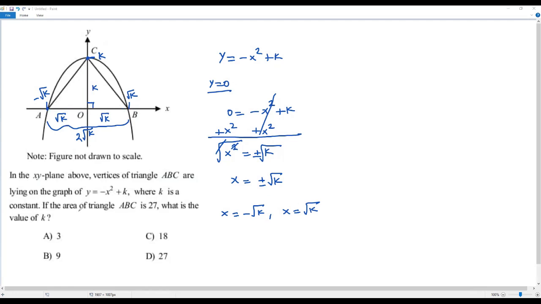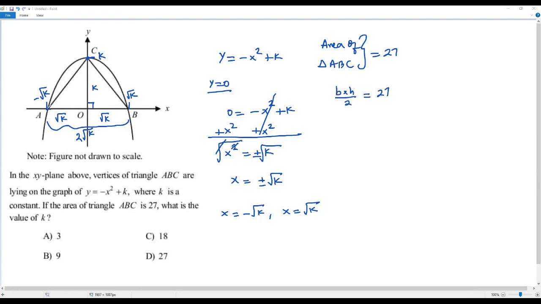Now, this OC represents the height of the triangle ABC, and this AB represents the base of the triangle. Already we have the area of the triangle in the question, that is, the area of triangle ABC is 27. Okay, now let me write the stuff over here. Area of triangle ABC equals 27, and we know the formula to get the area of any triangle, that is base multiplied by height divided by 2, and it is equal to 27.